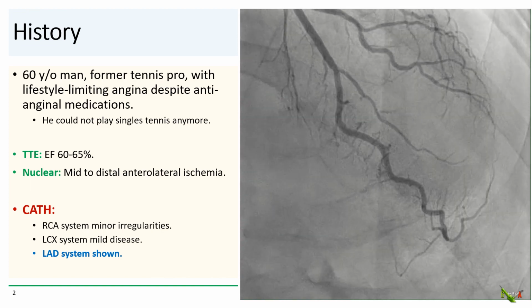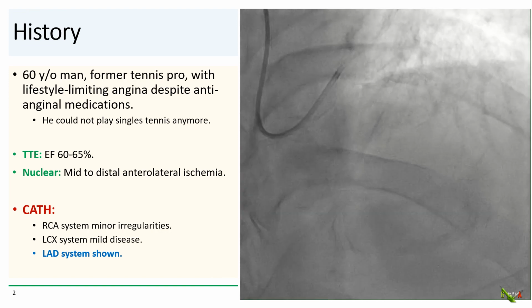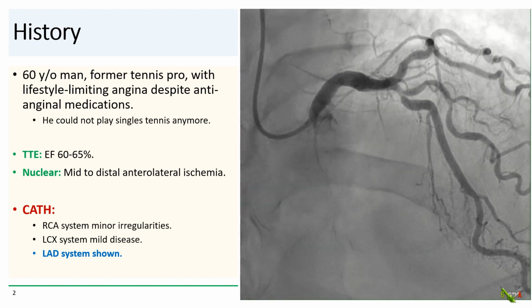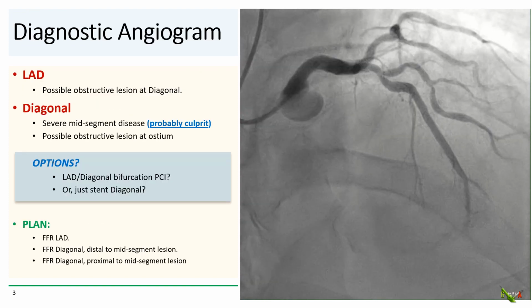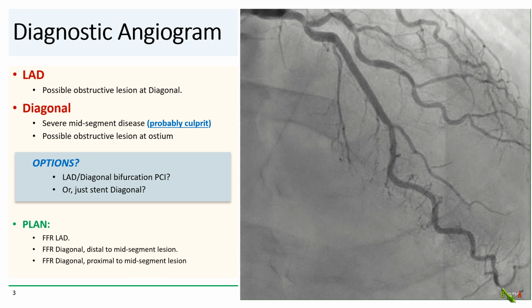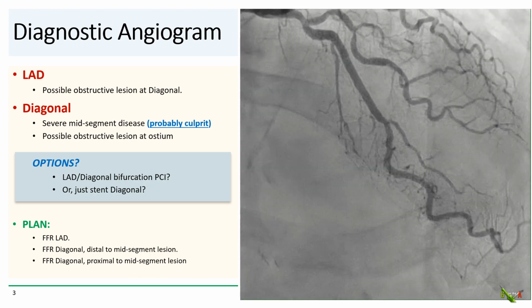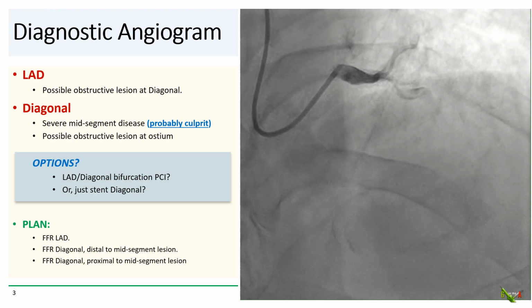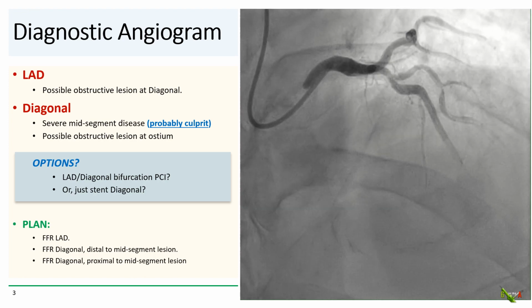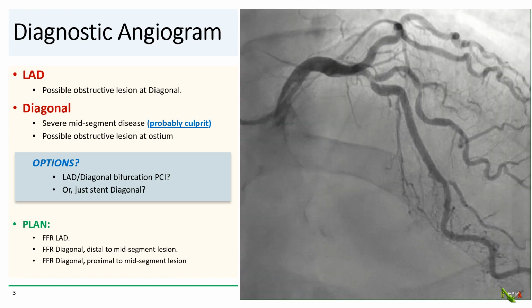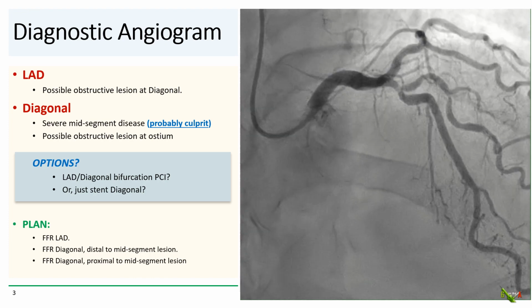On Cath, the RCA had only minor irregularities, and the circumflex had only mild disease. The LAD and its branches are shown here. Take a look at it. So what we see is a possibly obstructive lesion in the LAD and at the diagonal. The diagonal itself is a fairly substantial vessel with a severe mid-segment lesion. We thought that this was probably the culprit for his angina and for the anterolateral ischemia on his nuclear stress test. There was also a possible obstructive lesion at the ostium of the diagonal.